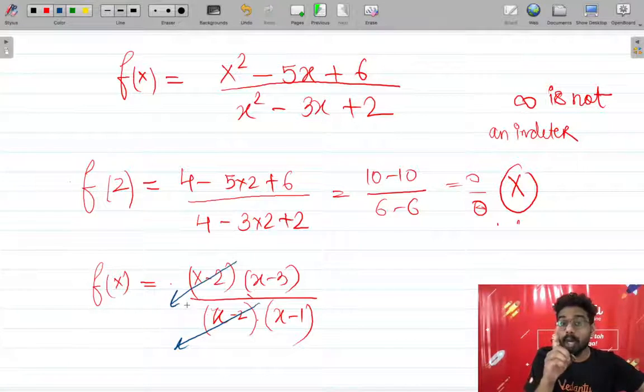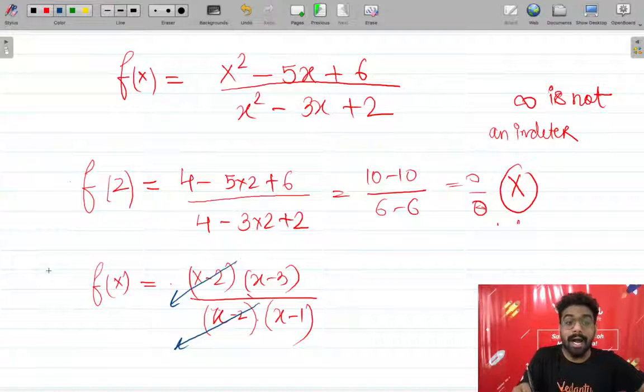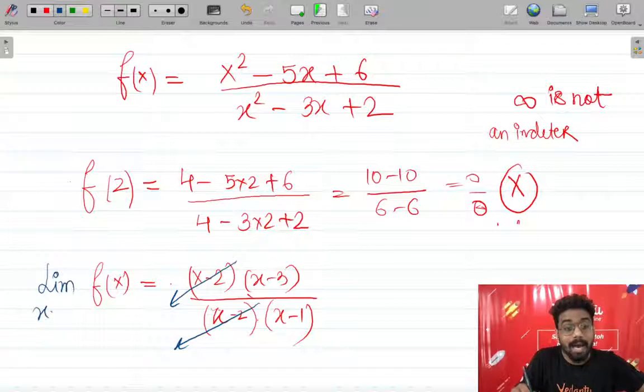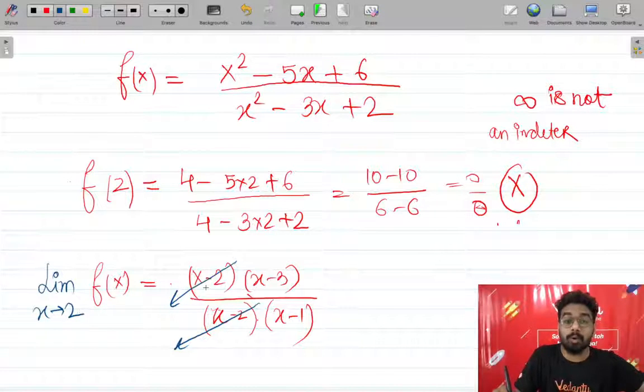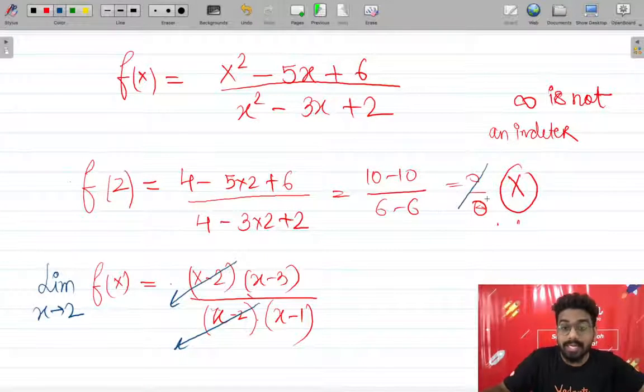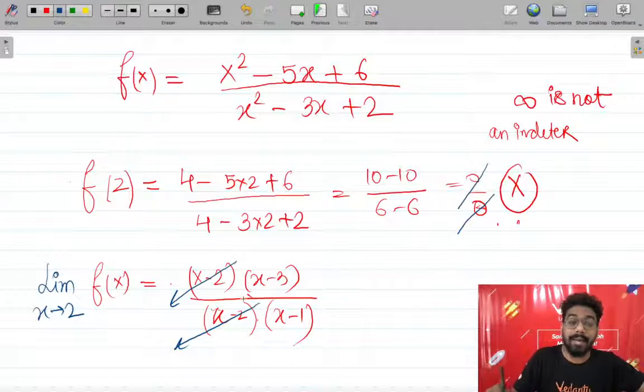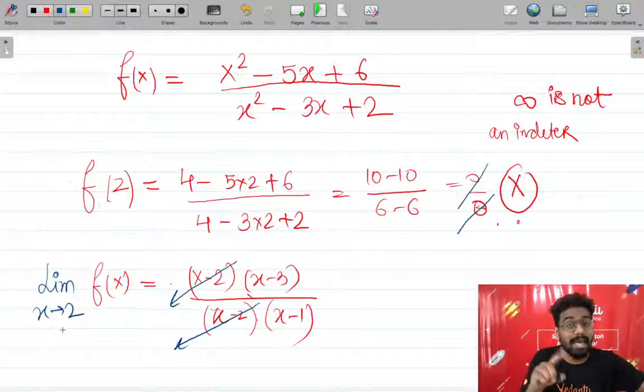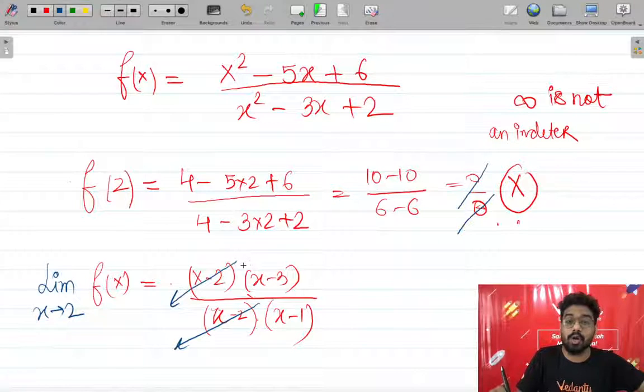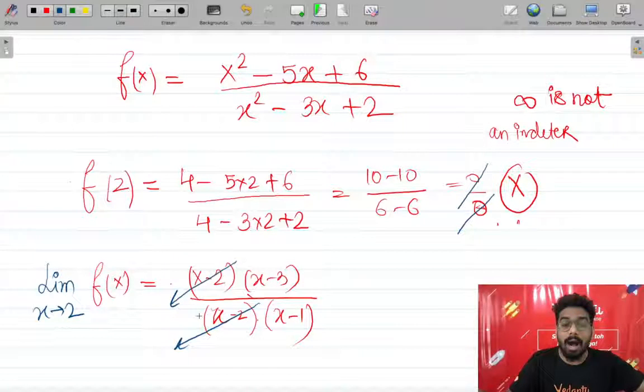But I am not cancelling at x equal to 2. I am saying that x is approaching 2. If x were equal to 2, it is 0 by 0, and you cannot cancel 0 by 0. But you can cancel a number which is not 0. And I am writing over here x tends to 2. That means x is not equal to 2. If x is not equal to 2, then x minus 2 is not equal to 0. And if it is not equal to 0, you can cancel them. And from here, you will have x minus 3 upon x minus 1.